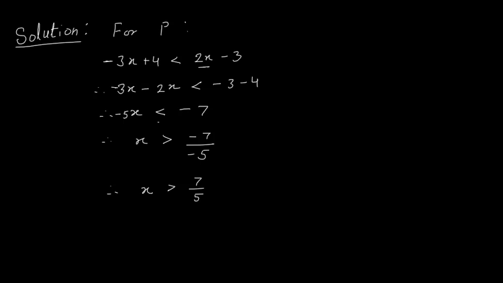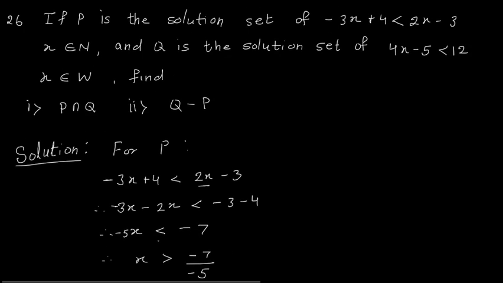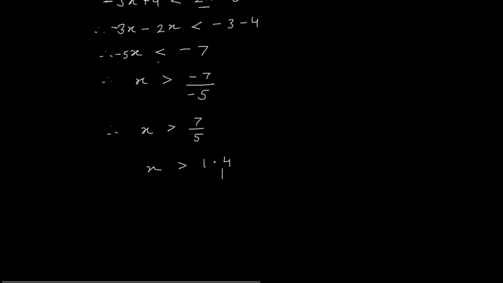7 upon 5 is 1.4. So x is greater than 1.4, and here x belongs to natural number. So therefore, the solution set for P will become a set which includes 2, 3, 4, 5, and it will continue.